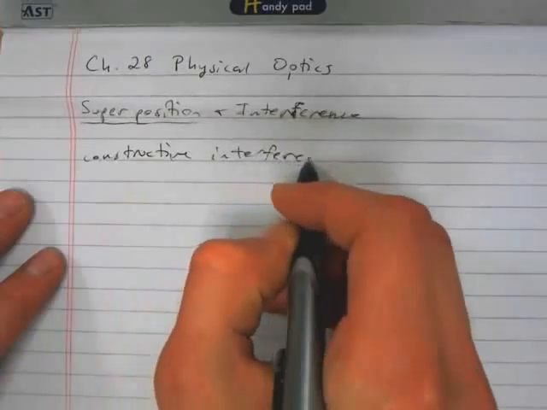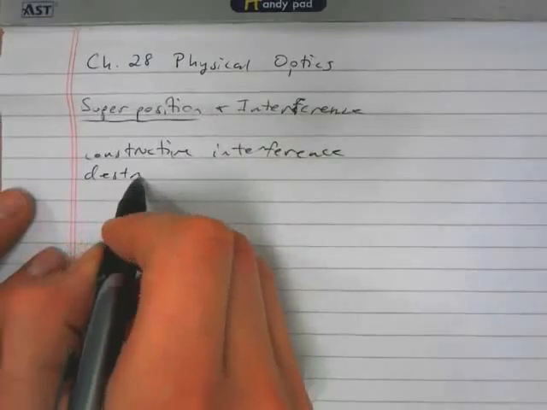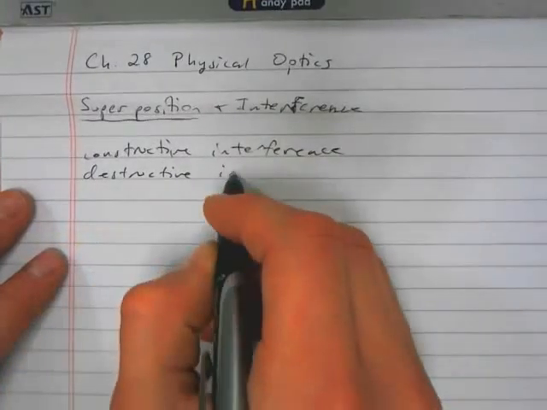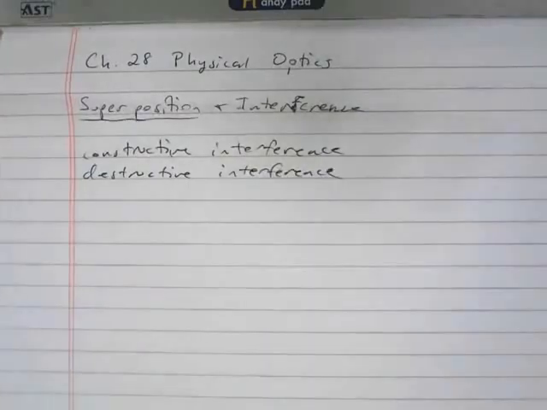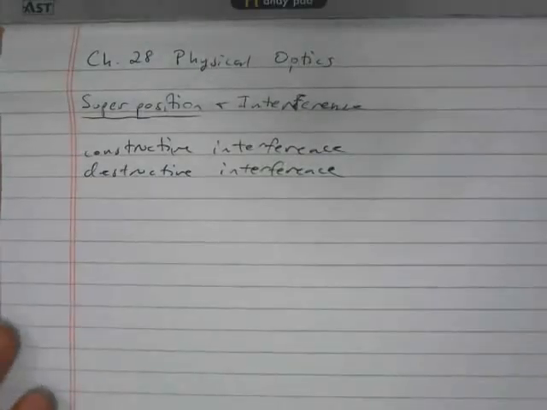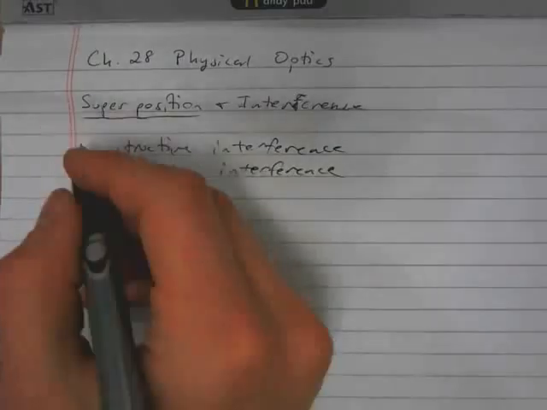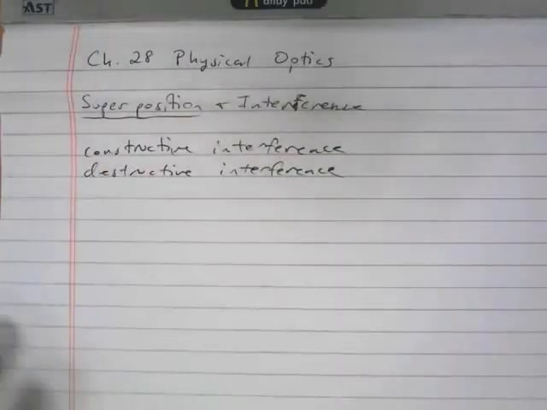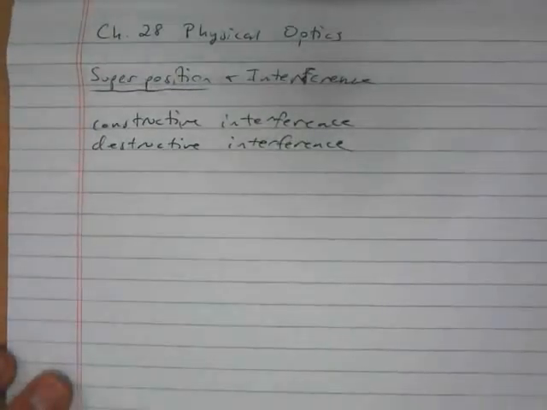And if crest meets trough and trough meets crest, that is destructive interference. Now, in order for light to interfere in a noticeable way, it has to be monochromatic, meaning all one color. Because if there are multiple different colors, there will be different frequencies, and so superposition will be happening, but it'll be really hard to notice because there's just all sorts of different frequencies happening.